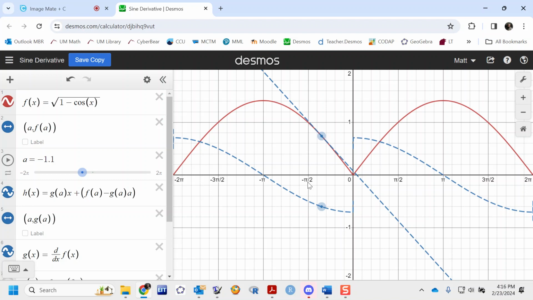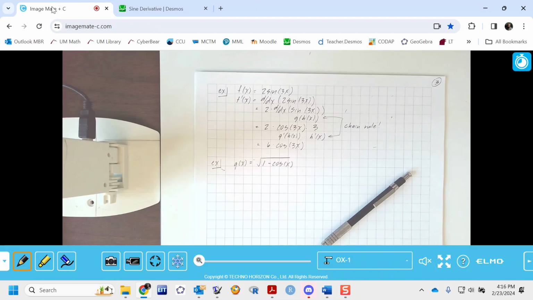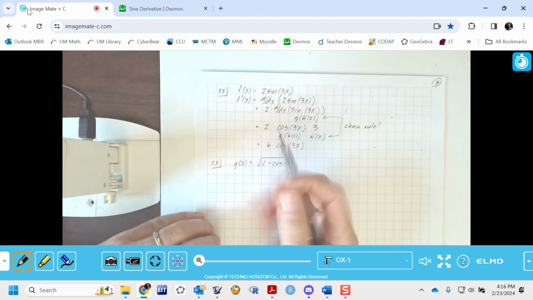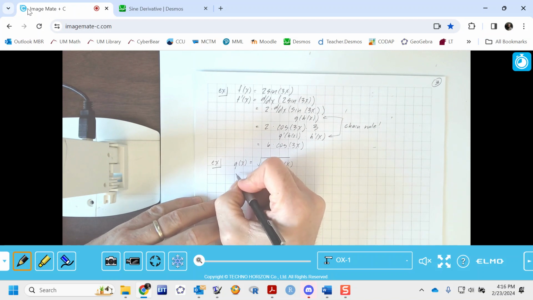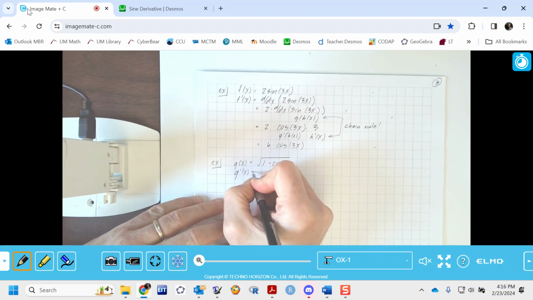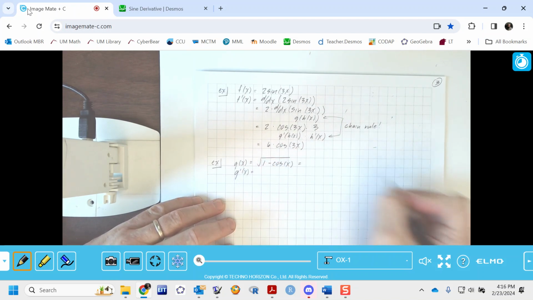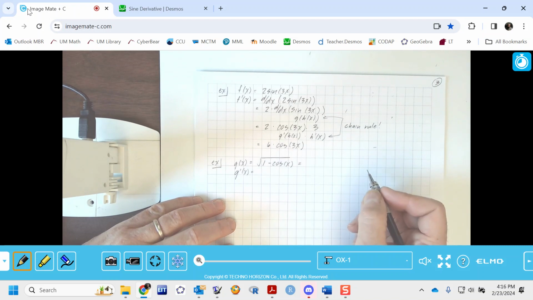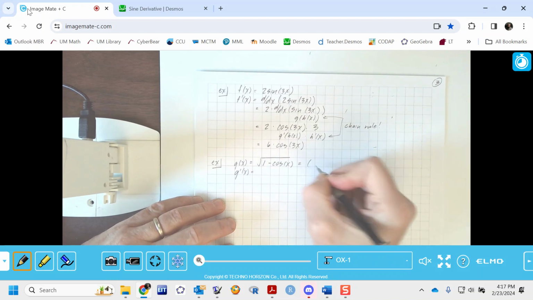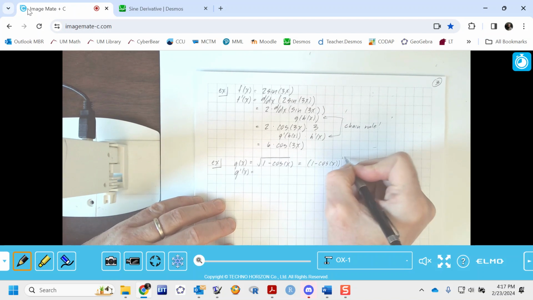All right, we're after the blue dotted line. Let's see if we can get it analytically and then come back to check it. So here's our function. Let's see if we can put our heads together to figure out what g prime of x is going to be. Probably the first thing you want to do is think about this as a power rule rather than as a square root. It's the same thing as 1 minus cosine of x raised to the power of 1/2, right?